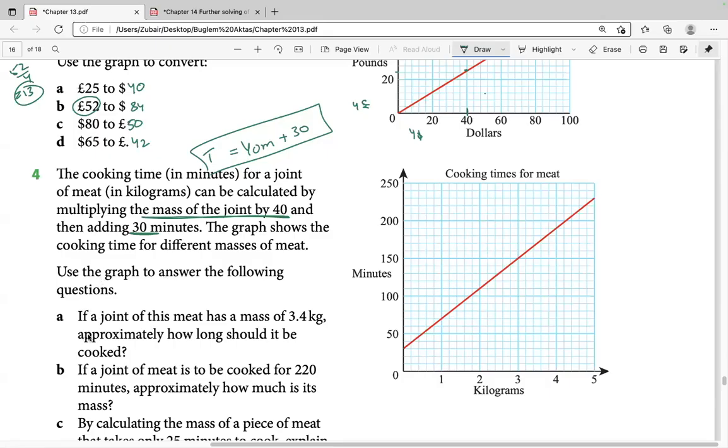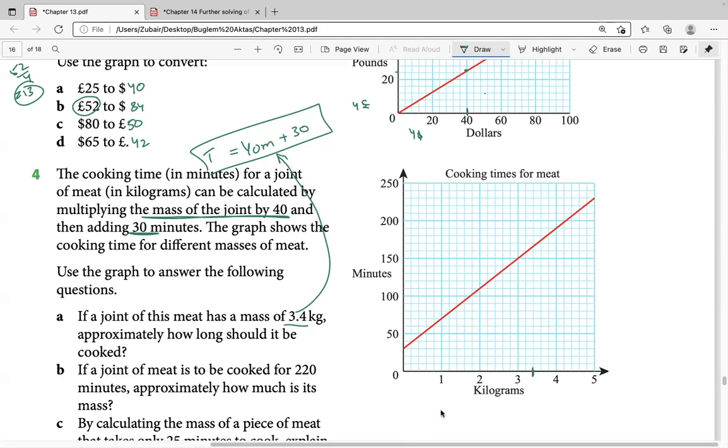Use the graph to answer the following questions. If a joint of this meat has mass 3.4, now what am I doing? We have read the equations. We know how to make the subject. I have to answer from the graph, but I can quickly make an estimate. I know this is 3.4 kgs. So 40 multiplied by 3.4 plus 30 is 166. So my answer should be close to 166. Now I'm coming to the graph. When I look at the graph, 3.4 is this box.